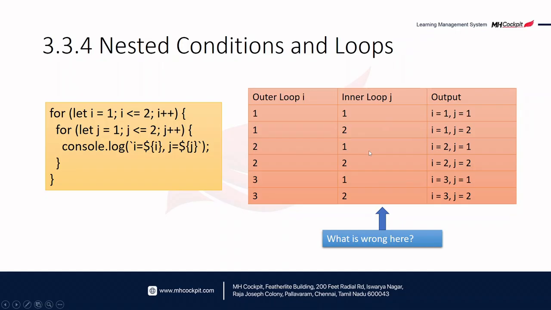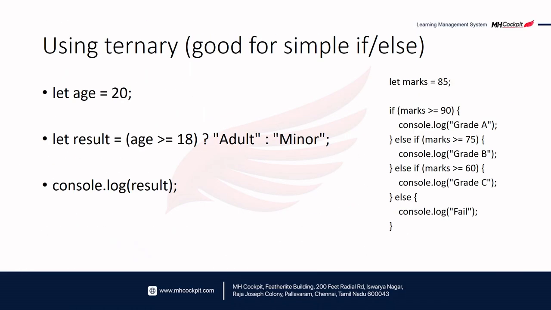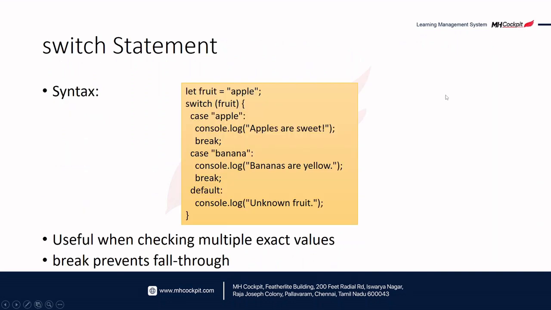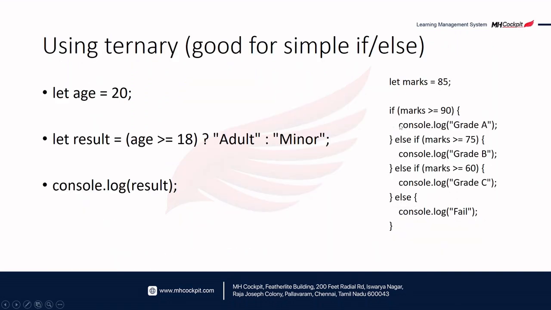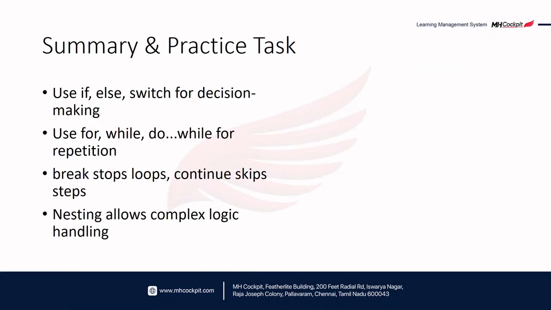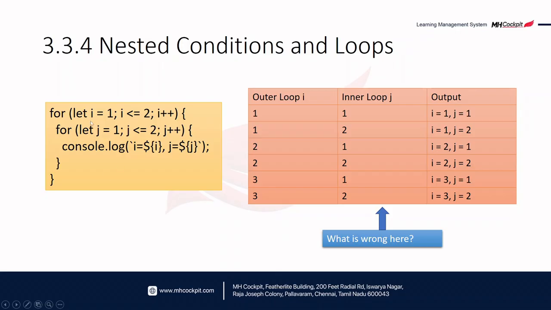So totally how many exercises are there? 4 exercises are there. So exercise 1 is temperature, exercise 2 is traffic light, exercise 3 is the for loop that is printing the even numbers, right? And finally the 4th exercise is what is wrong in this output. The program works perfectly, and you have to check whether this particular output is correct or not, right?